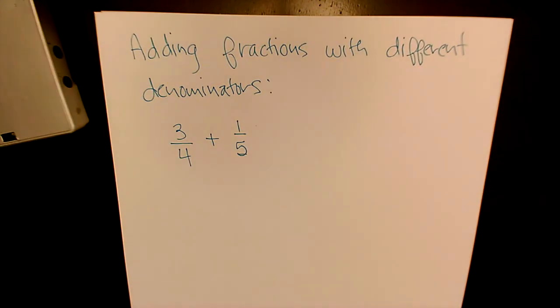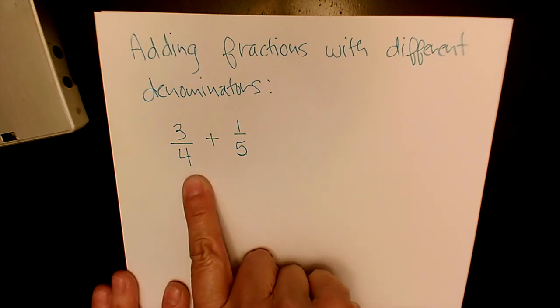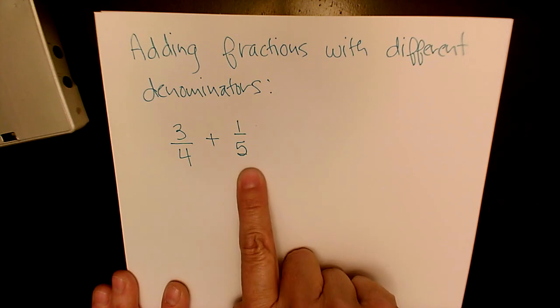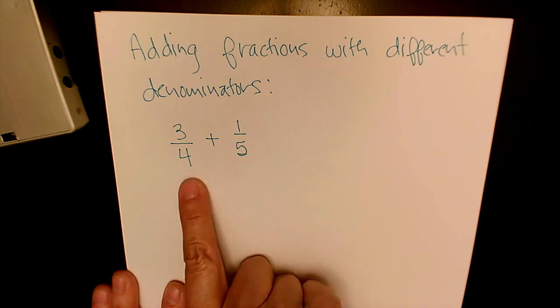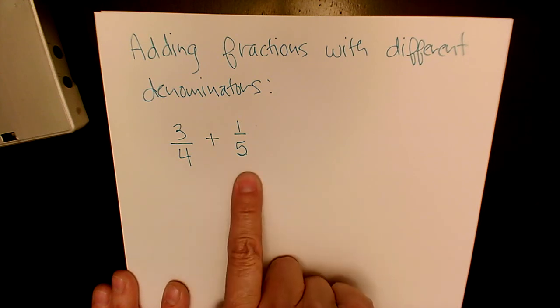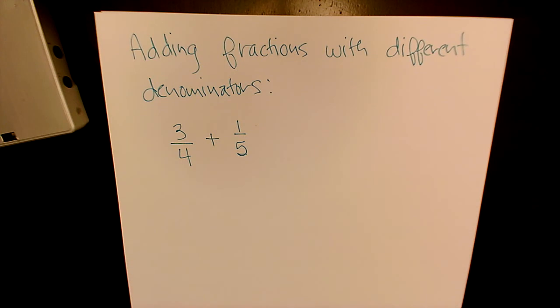Okay, this is the last section that's going to be on the quiz. This is 4.5, and this is adding fractions with different denominators. So we don't have the same size pieces. We've got 3/4 and we've got 1/5. So this is in quarters, this is in fifths. We cannot put them together.